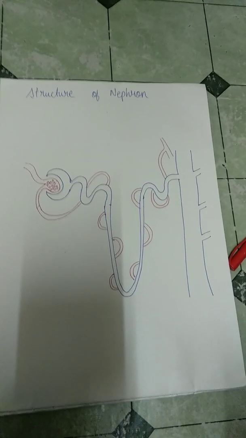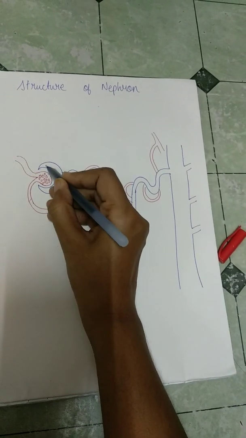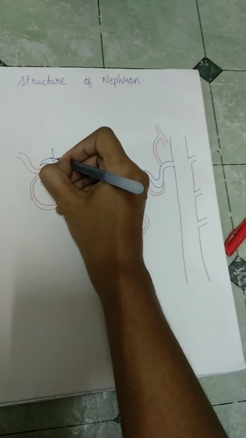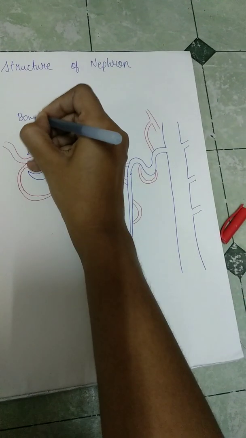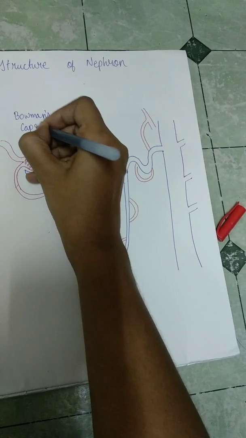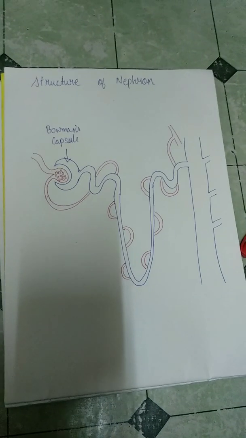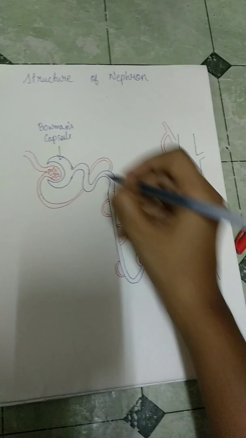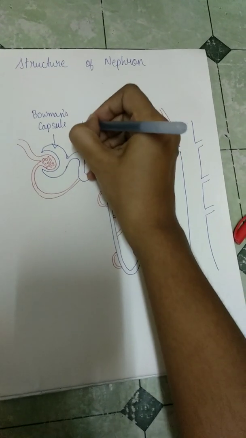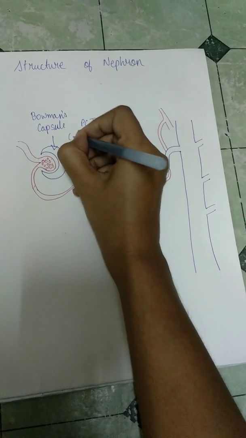Now the next important part is the labeling. So this cup-shaped, inverted C-shaped structure is called Bowman's capsule. You can remember C for capsule, inverted C for capsule. This first curve, label it as PCT. Let us write the full form below it.